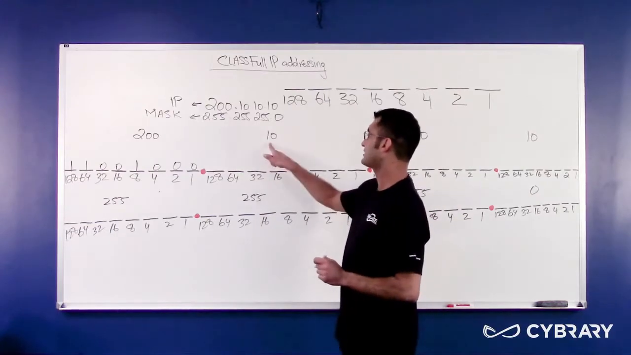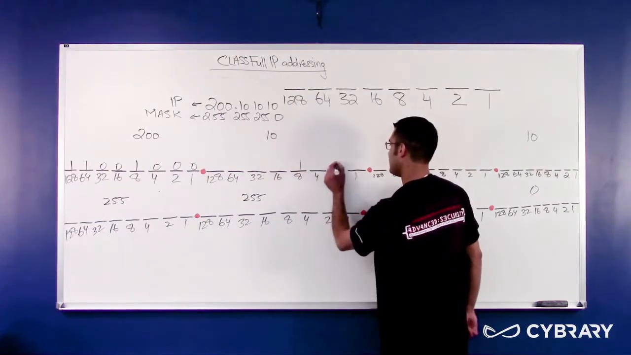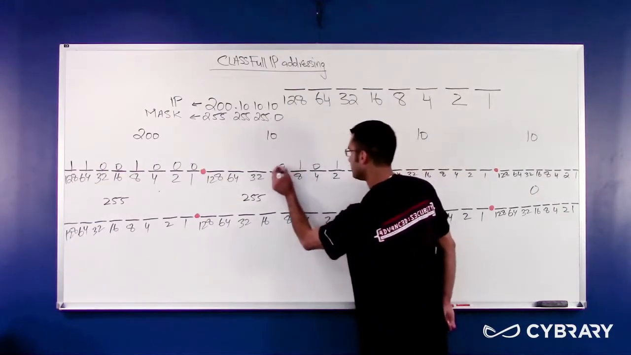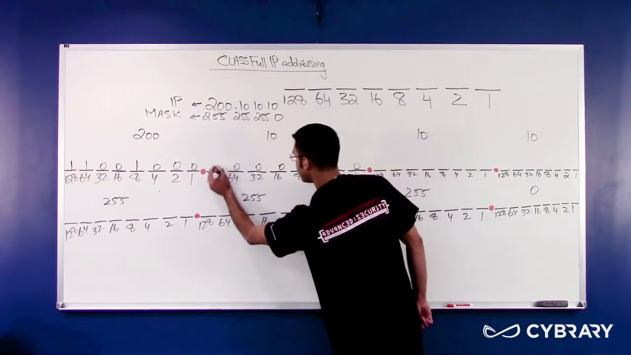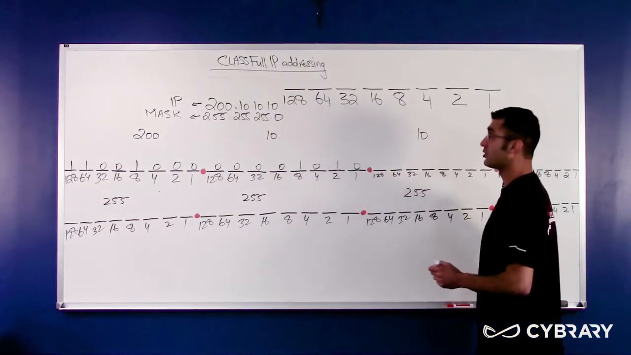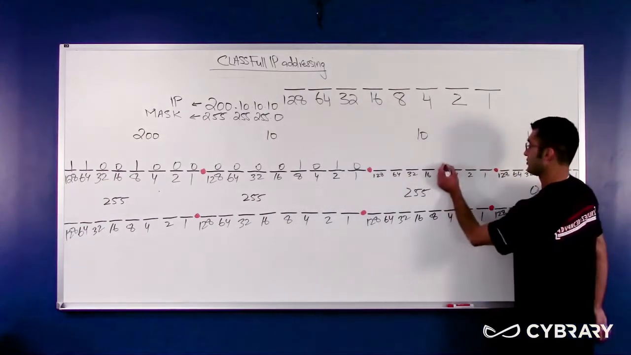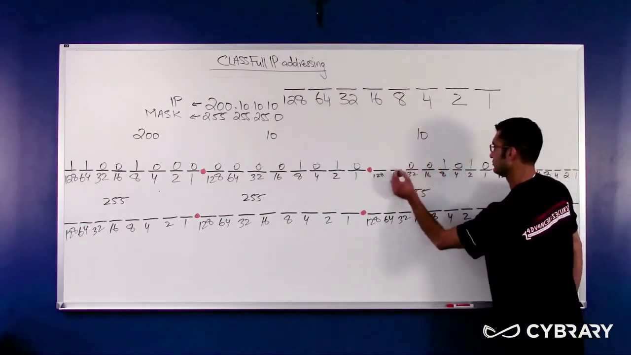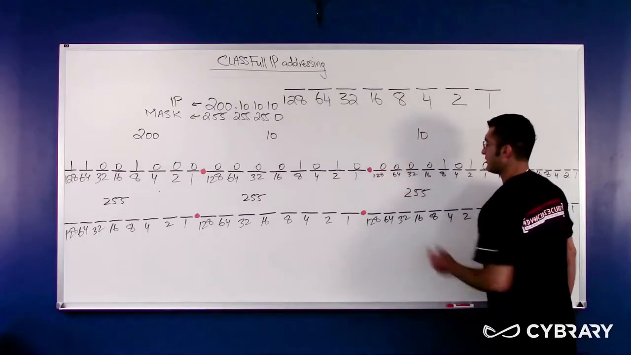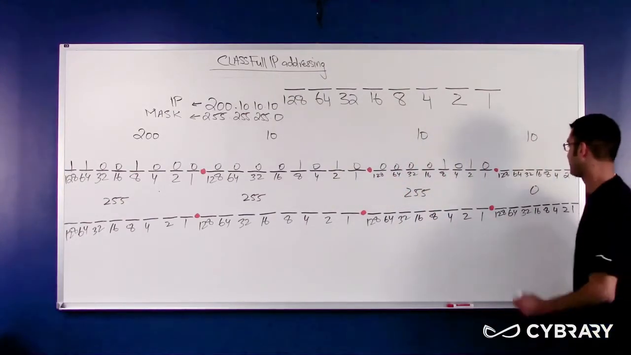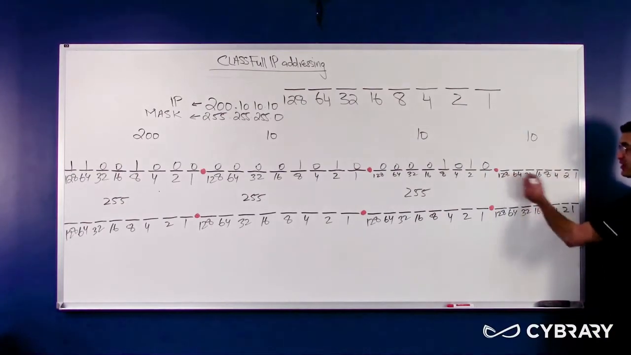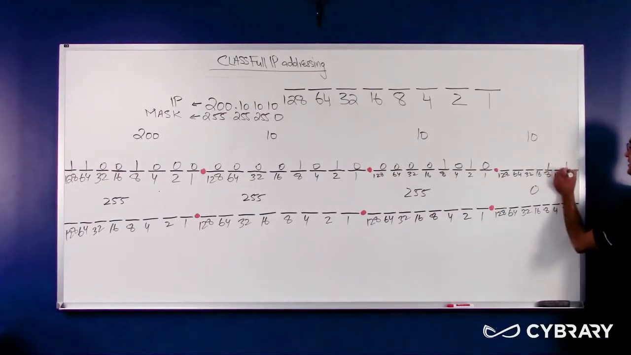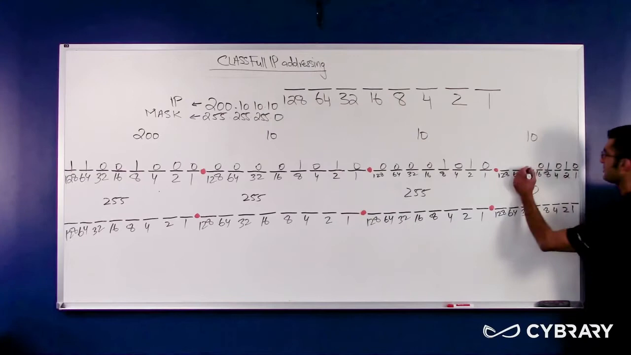Then the second octet is 10, which is simply 8 and 2. So 8 plus 2 is 10. The third octet is also 10, which is 8 plus 2. And the fourth octet, I'm going to be off camera here for a second. I didn't have enough space to draw this out larger than that. 8 and 2, and the rest are zeros.